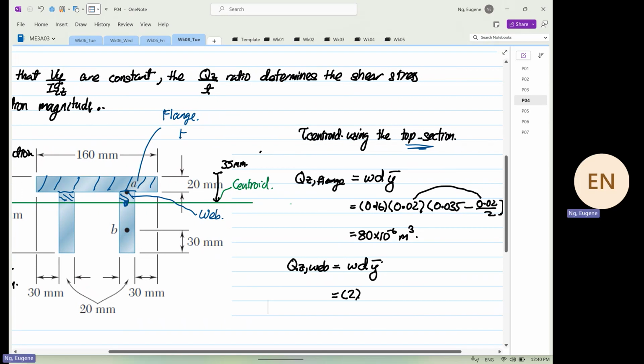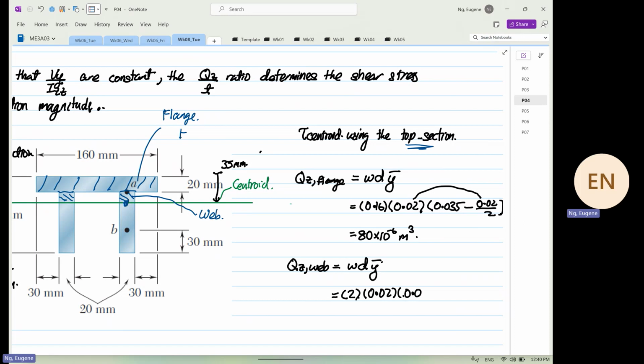Okay. So the width is equal to 0.02. The depth is now what? 35 millimeters minus 20 millimeters is equal to what? 0.015. Now the y bar is equal to 0.015 divided by 2. So this is equal to 0.015 divided by 2 times 0.015 times 0.02 times 2, which is equal to 4.5 times 10 to the power minus 6 meter cube. Let me do it again. 0.015 divided by 2 times 0.015 times 0.02 times 2 is 4.5 times 10 to the power minus 6.